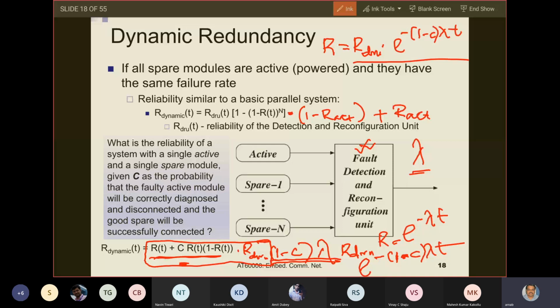I just did not include this part, R(t), the spare part, we have already seen what will happen. If I just have these spares, I have to multiply this with, let me write the whole thing: R equals R_DRU into e to the power minus (1 minus C) lambda T into, any one of these n spares should be working. So 1 minus (1 minus R(t)) to the power n.